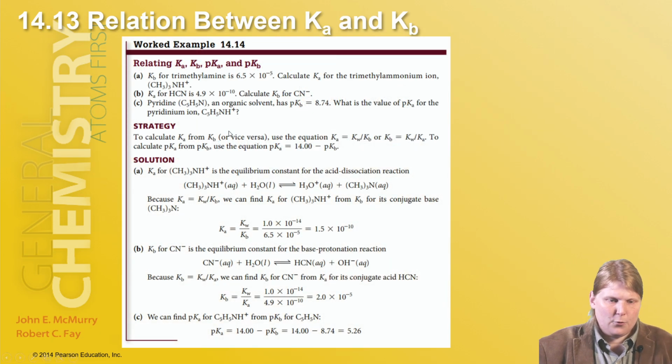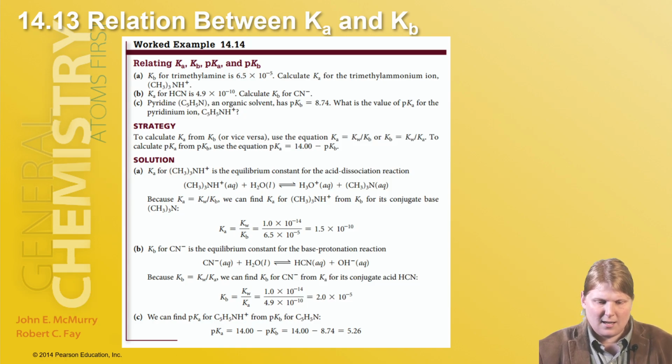So the Kb for trimethylamine is this. Calculate the Ka for the trimethylammonium ion. Okay, so I just need to take Kw and divide it by my Kb, and I'll get my Ka. So that's pretty straightforward. So to get Ka for HCN, they want Kb for the CN minus, which is its conjugate base. Again, I do the same thing.